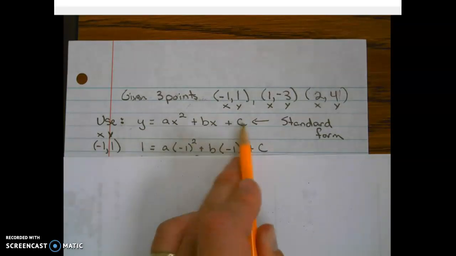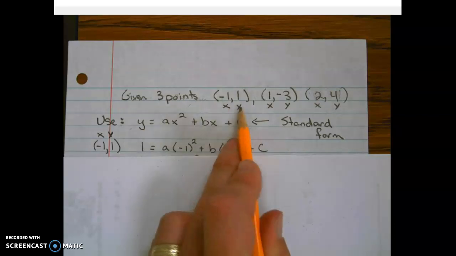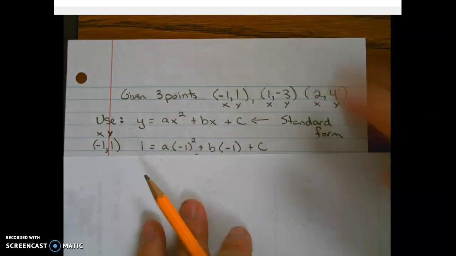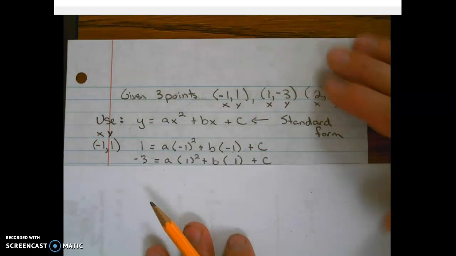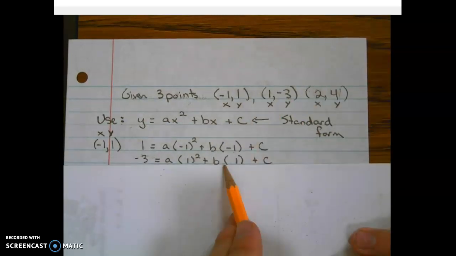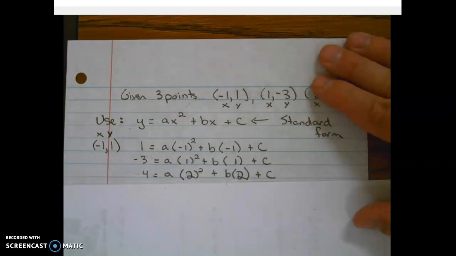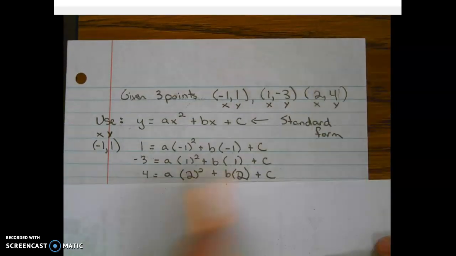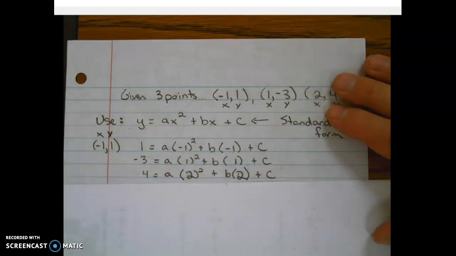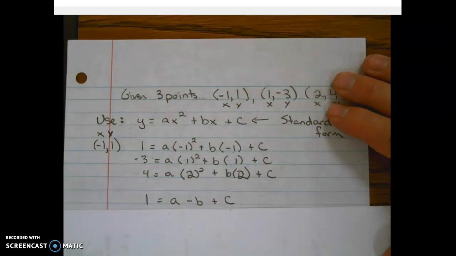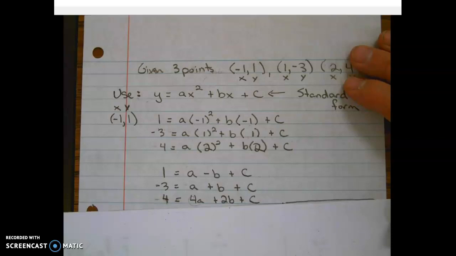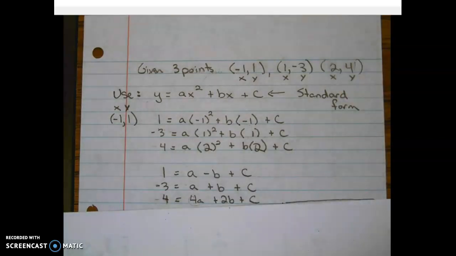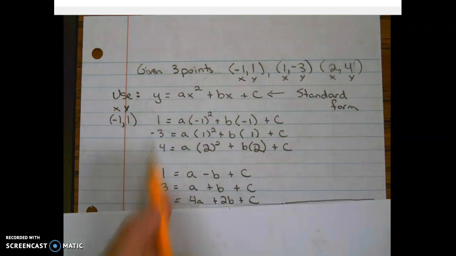The a, the b, and the c, we need to calculate. We do not know. All we know is x and y. So we plug those in. So doing the same with the next point. Plugging -3 in for y, 1 in for x, and doing the same thing for the third point. Plugging 4 in for y and 2 in for x. And just like before, we're going to simplify these. So I simplified all 3 of these. So we have these, our solutions over here.